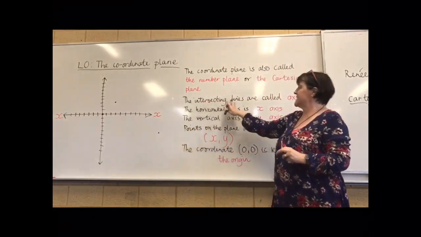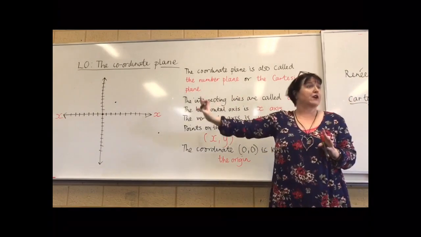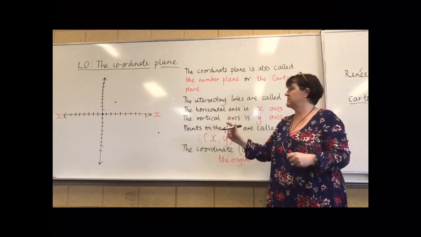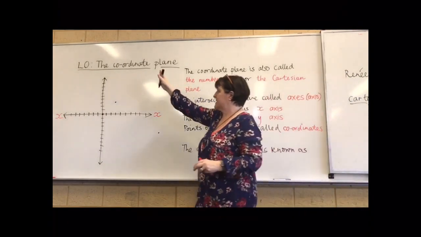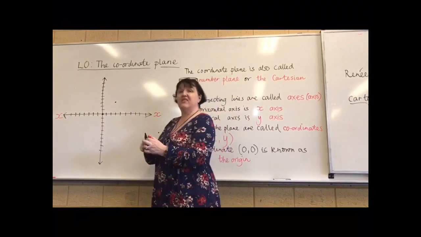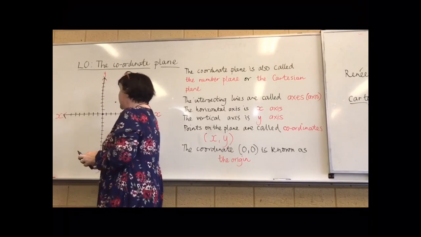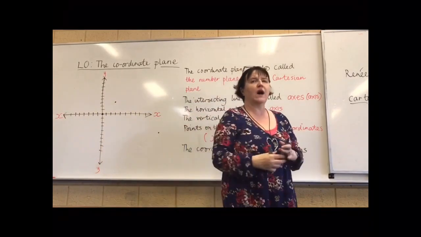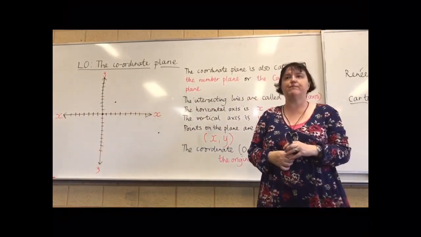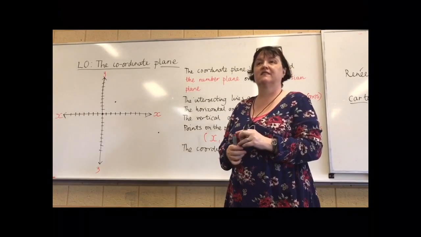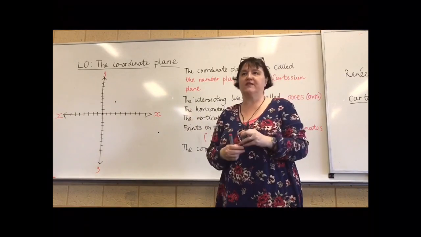So, the intersecting lines of the coordinate plane are called axes. The horizontal axis is called X, and the vertical axis is called Y, so we need to label that also, okay? Just one question, why have they got arrows on the end of them? Because the numbers keep on going. They're infinite, well done, that's right.